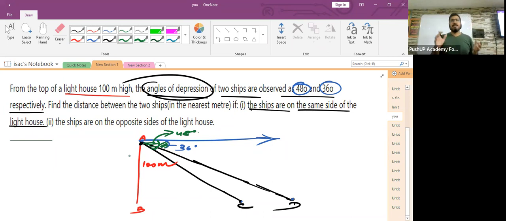I keep repeating the statements just to get it stored in your head, children. Don't feel bad just because I keep repeating the statements. You repeatedly listen to something and it gets stored in your head. That is the only purpose of repeating my statements.